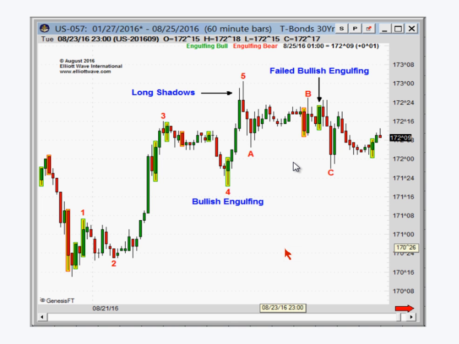So, for example, if I'm looking at, in this case here, possibly waves 3, 4, and 5, I would like to see bearish divergence in price and an underlying indicator or oscillator, for example, RSI and or say stochastic.